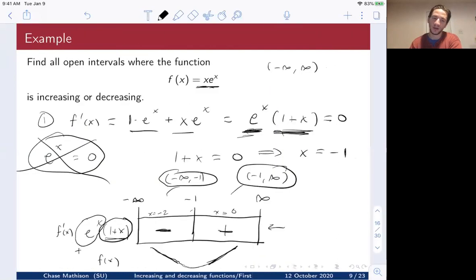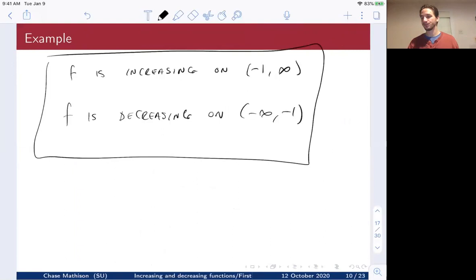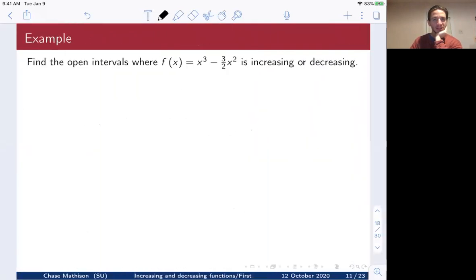Again, if you're in a time crunch and you have this table written on an exam, that's going to get you all the points, but you should write out this as your full answer. Are there any questions on this? Let's look at another problem.